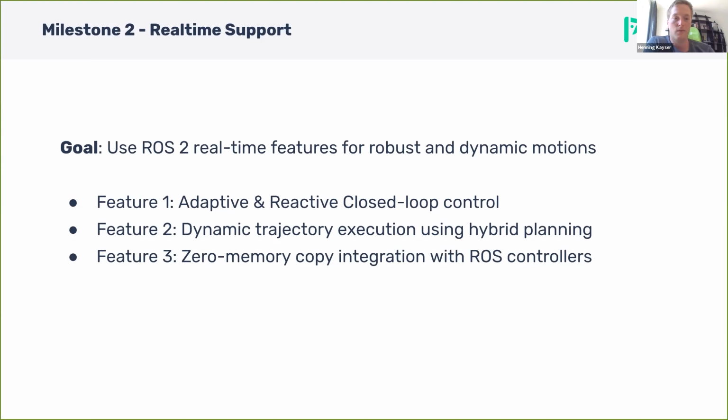That already tells you a little story here, because adaptive and reactive closed loop control is the first step. The dynamic trajectory execution using hybrid planning is a step forward from there. And the zero memory copy integration with ROS controllers is a requirement that we need for the previous features.